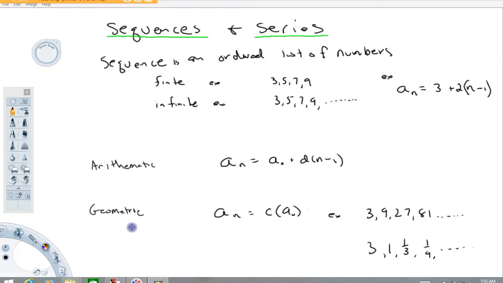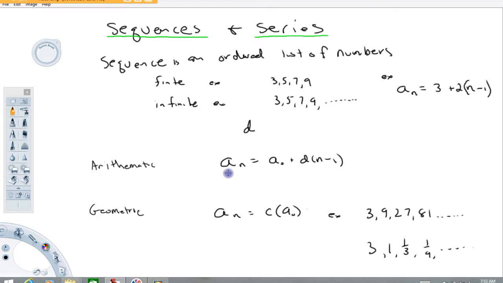Arithmetic sequences occur when the difference between these is some constant. See how to get from 3 to 5 we add 2, to get from 5 to 7 we add 2, to get from 7 to 9 we add 2, and so forth. You could be adding any constant, I'll say d, to get from one value to the other. D could be bigger than 1, it can be less than 1, it can be a fraction, it can be negative. As long as it's constant, then what we have is an arithmetic sequence.